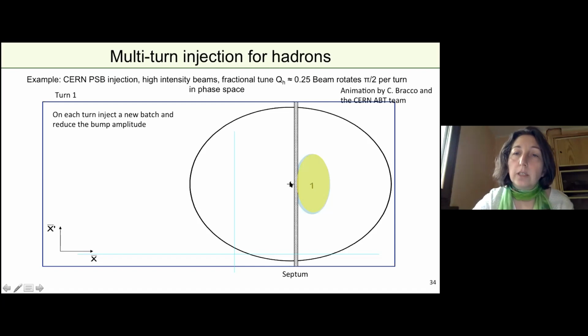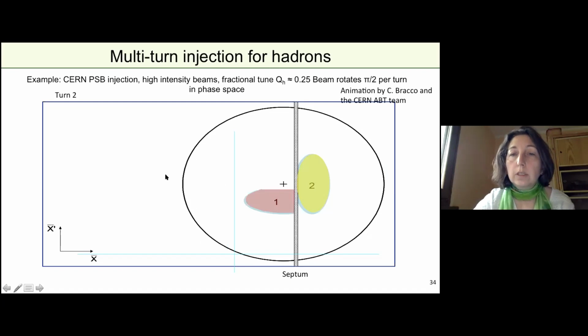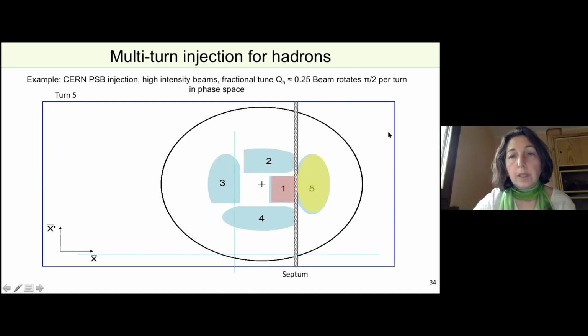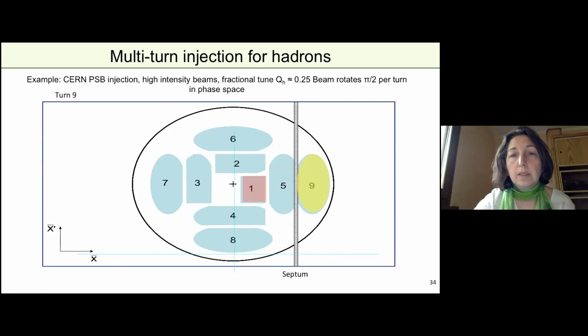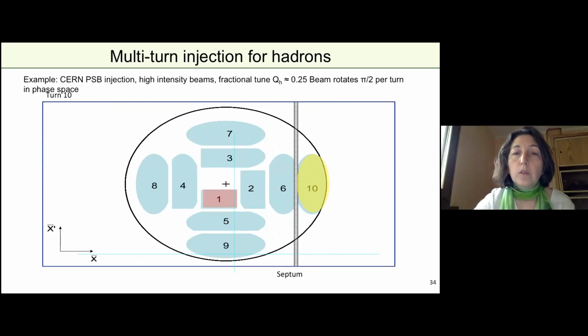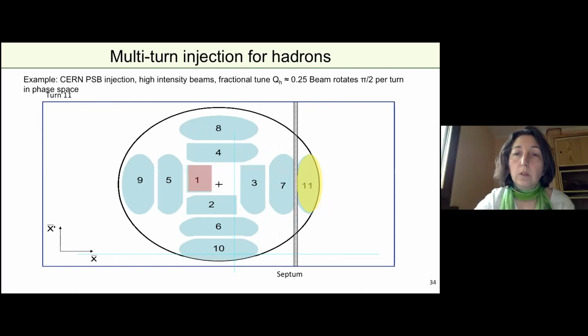And then you start injecting. And what happens when you inject? When you inject, the closed orbit will go in this direction. You will see it. So you inject the second turn, the third, the fourth, etc. You see that the closed orbit is getting closer to the center. And you start injecting particles after particles.